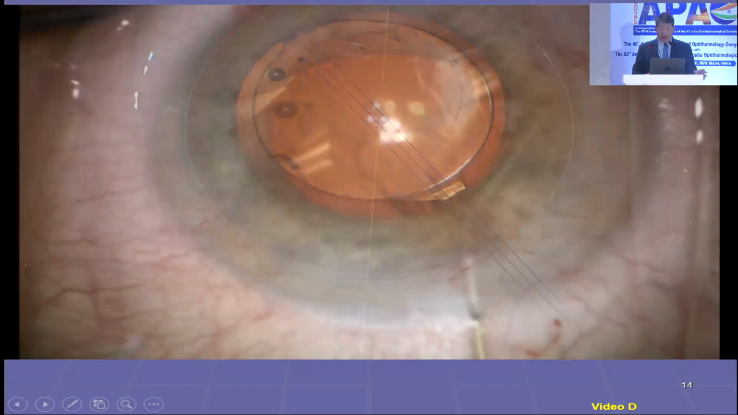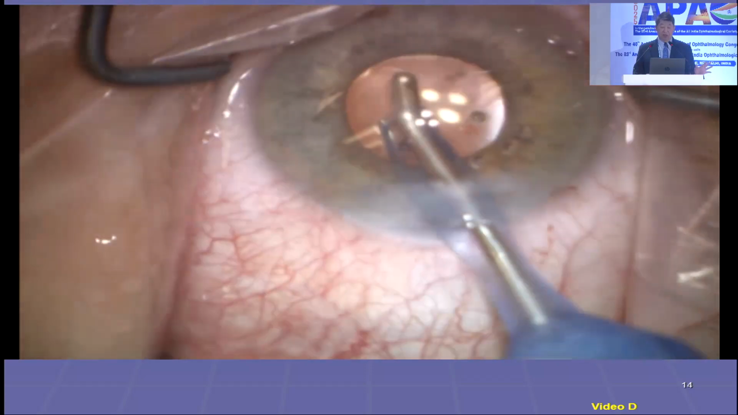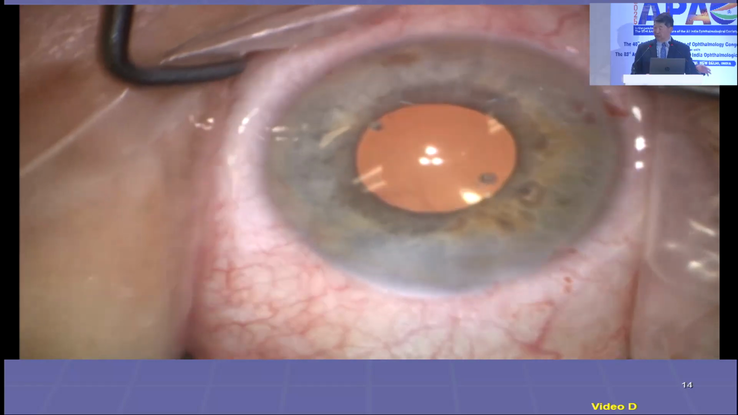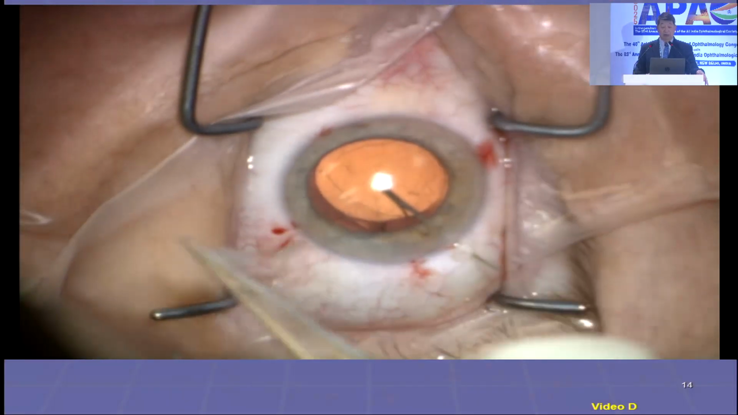All right, so this is the best part. I get the pupil to come down with the Miochol. There's no vitreous prolapsing. Whew. This is doing something she didn't even ask for. Okay, so this is what I know now. But we didn't have this back then.